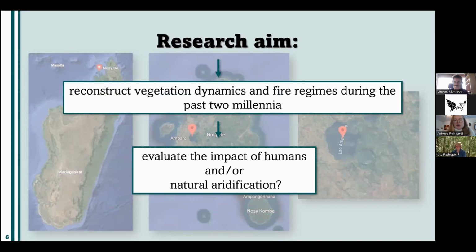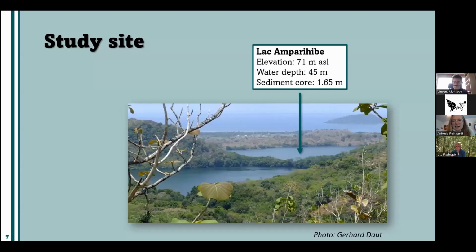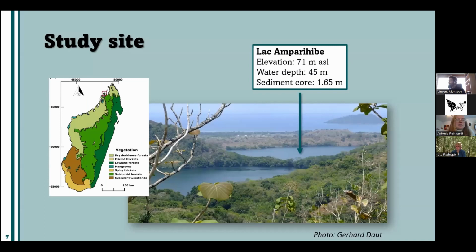This is a picture of our study site. This is our Lake Ampasy Bay with an elevation of 71 meters, water depth 45 meters, and the sediment core we took was 1.65 meters long. As you can see on this map, according to its climatic conditions, Nosy Bé Island should be in the vegetation biome of a subhumid forest. However, as you can see in the picture, we have many other vegetation types here as well. So not only subhumid forest, but also grassland, bushland, mosaic, and secondary forest.